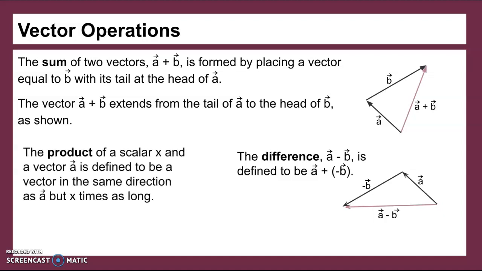The product of a scalar, which we'll call x, and a vector, which I'm calling A, is defined to be a vector in the same direction as vector A, but x times as long. So here's a picture of a vector A, and then a vector that's 2 times as long in the same direction, which is the vector 2A.